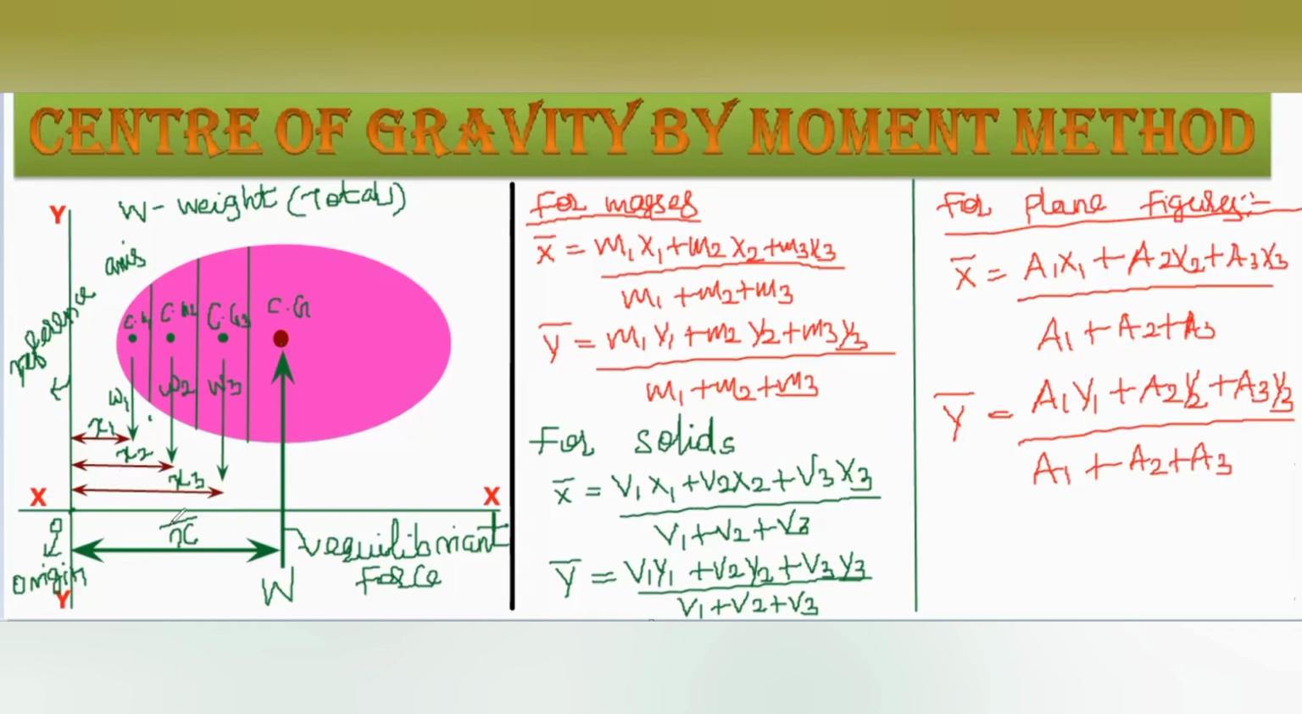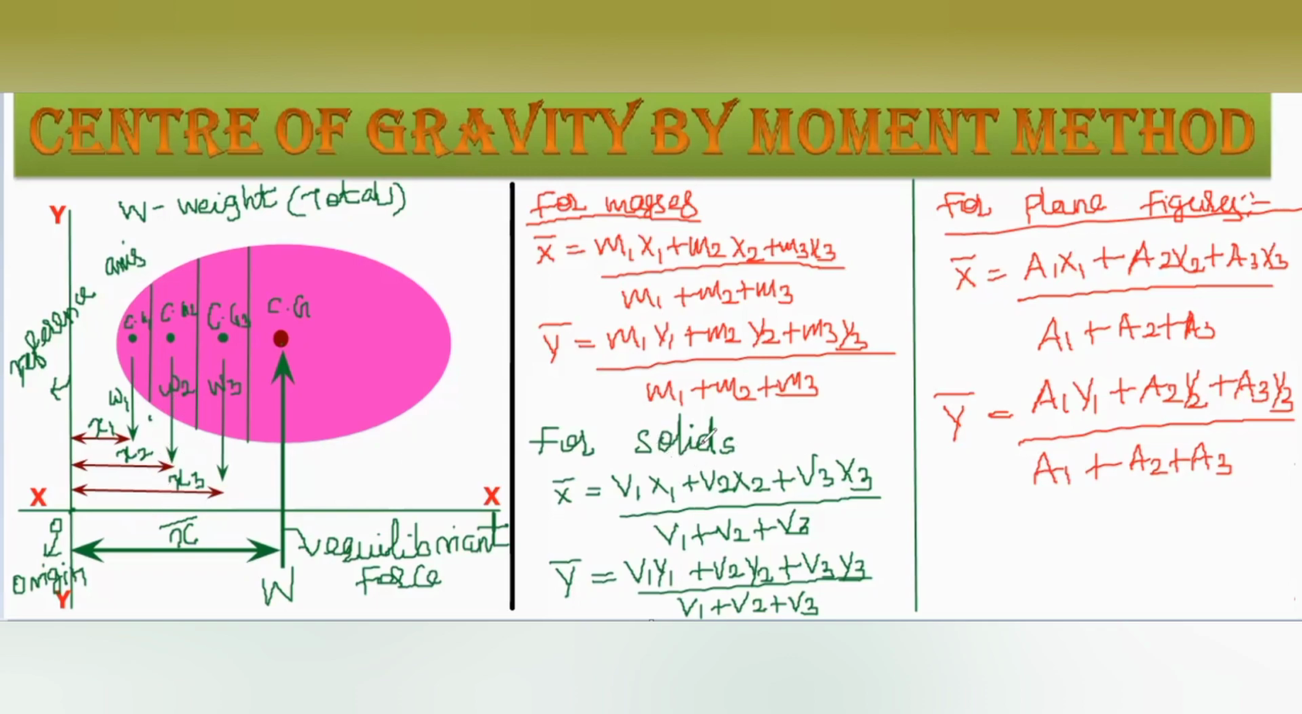Then we use the moment principle. We neglect the gravity, and we get the equation for masses. Same way for y bar also. For y bar, we have to take the x axis as the reference axis. Then the distances y1, y2, y3 and so on, we have to take from the x-axis in the vertical dimension.